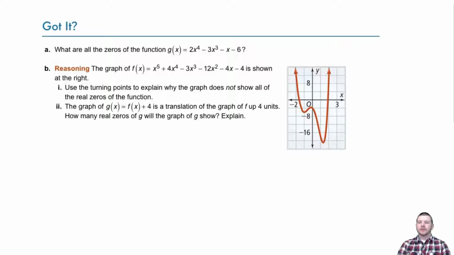Part 1. Use the turning points to explain why the graph does not show all of the real zeros of the function. And part 2. The graph of g of x equals f of x plus 4 is a translation of the graph of f, shown at the right, up 4 units. How many real zeros of g will the graph of g show? Explain.